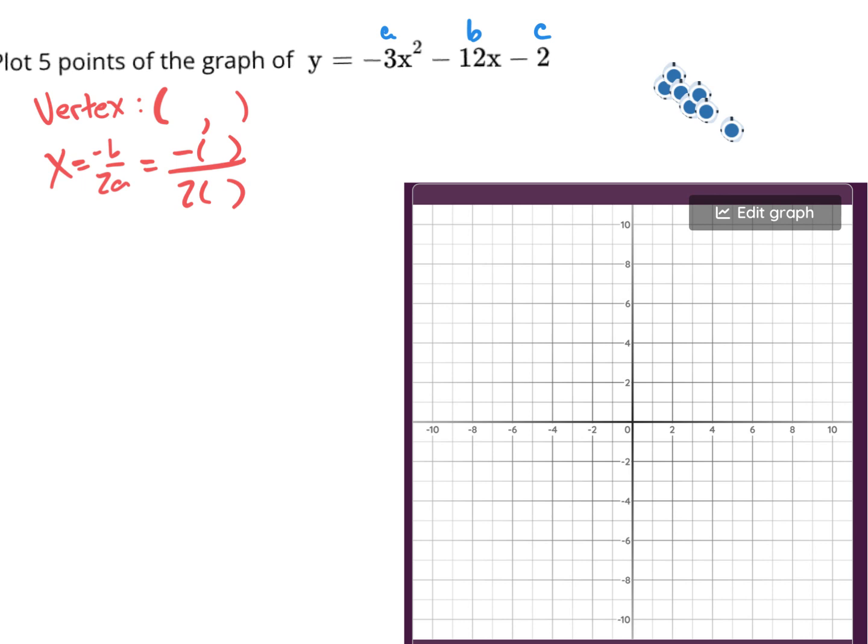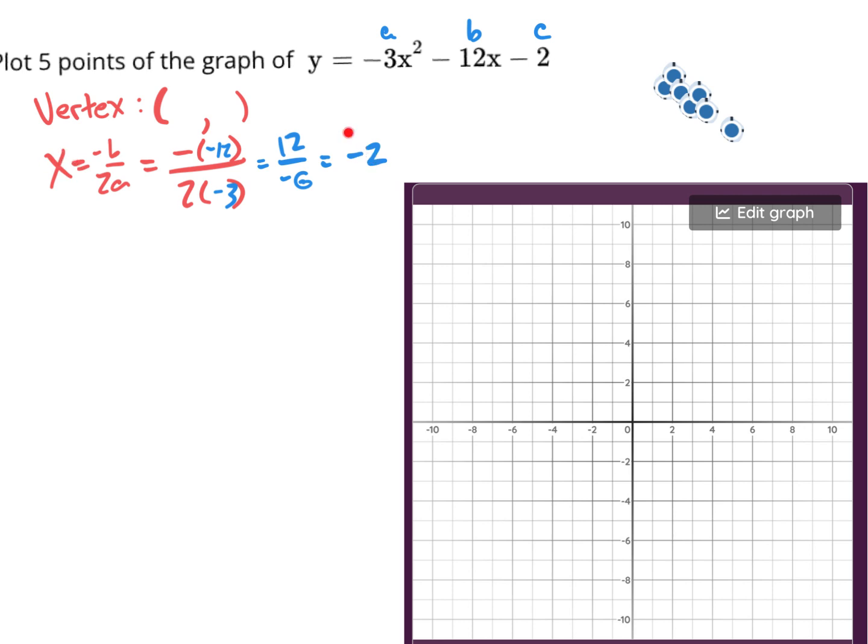So plug in your b value of -12 into that top parenthesis, and plug in the a value of -3 into that bottom parenthesis. Then you work it out, and of course, -12 becomes +12, and 2 times -3 becomes -6. And if you do 12 divided by -6, that'll be a -2. So the vertex x value is -2, right?